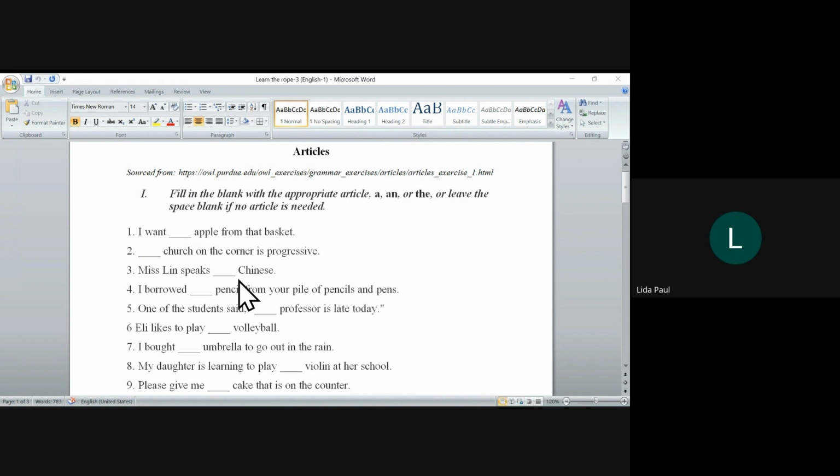Okay, the first question that you have here, I think there are at least three parts to it. So we'll do all of them one by one. Let's begin with the first exercise. The first question here: I want dash apple from that basket.